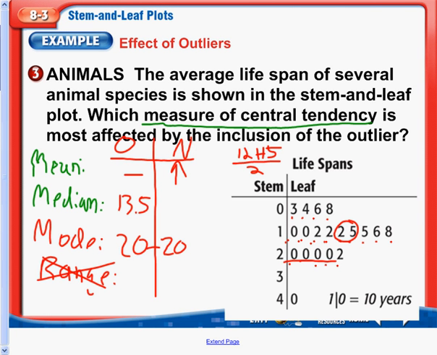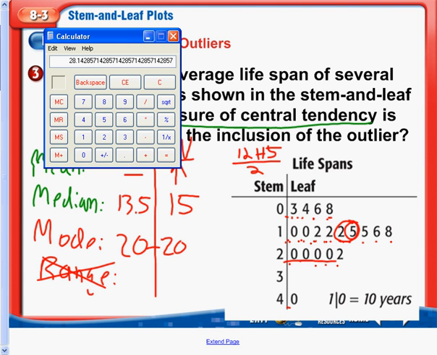Median. Now that we add that 40, we're going to have to find how many we have again. We got 4, 8, 12, 16, 17, 18, 19. So now our middle one's going to be the 10th. 1, 2, 3, 4, 5, 6, 7, 8, 9, 10. Our middle one's now 15, so we increase by 1.2, but our average is definitely going to increase more than 1.2, and we'll show you that in the calculator here.